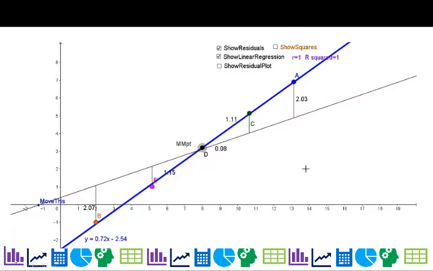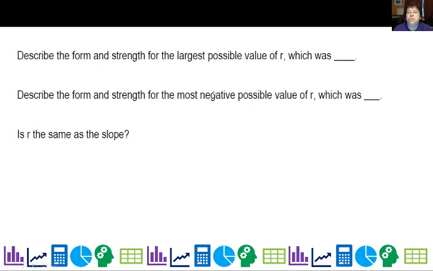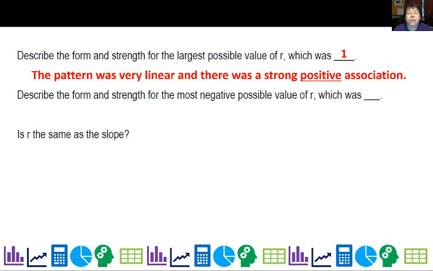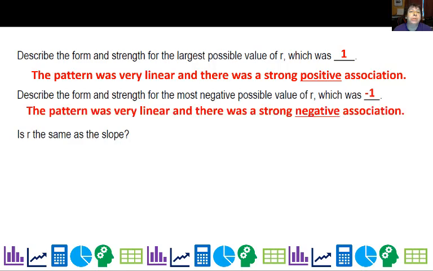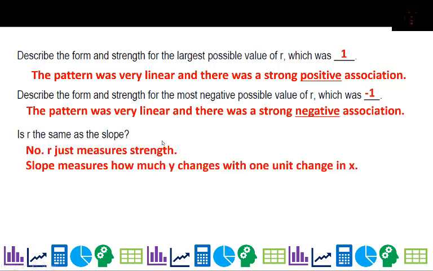And we do have some ranges that we can use to determine the strength of the correlation. So we do have some guidelines. So for this form and strength, the largest possible value of R was 1. That was the biggest we could make it, and that was very linear with a strong positive association. When we had the most negative value of R, -1, it was still very linear, but there was a strong negative association. Is R the same as the slope? No, R just measures strength.